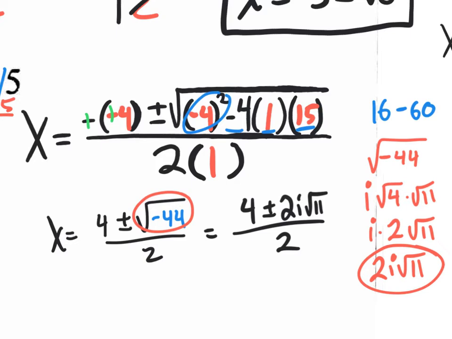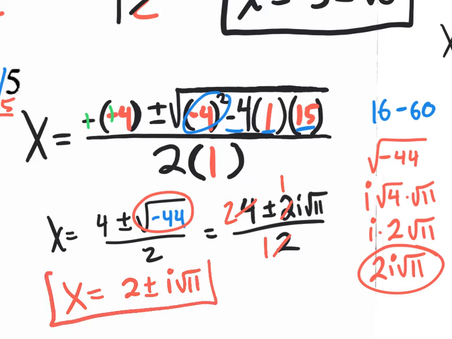So what should I do from here? I mean, this is the correct answer, but it's like a fraction that's not reduced. I need to reduce. So I reduce everything by what? By 2. So this divided by 2 is 1. This divided by 2 is 2. This divided by 2 is 1. So what I really have is x equals 2 plus or minus 1i, or I could just put i, square root of 11, over 1. So I don't need to put it over 1. That's my final answer right there. So the quadratic formula will work on anything.